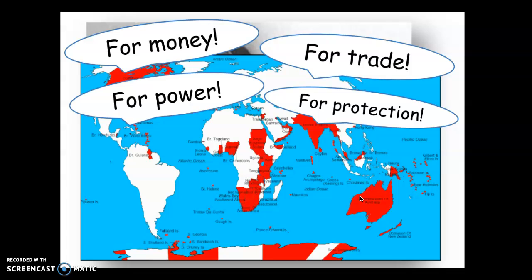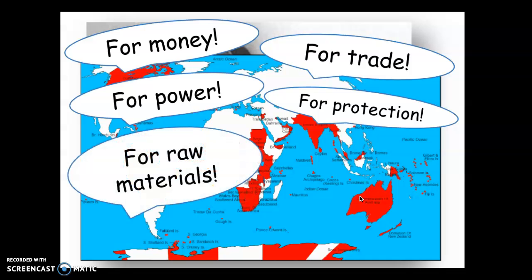Power. Money and power go hand in hand. Protection. The more colonies they have around the world, the better protected their empire is. And with that empire, of course, though, you also need to station British troops to protect your interests in all of those colonies, and that can be pretty expensive.